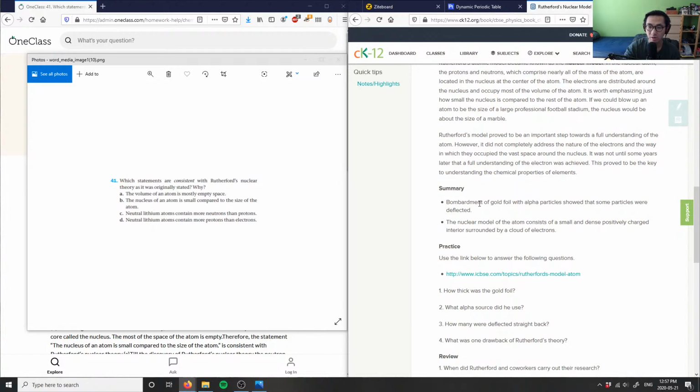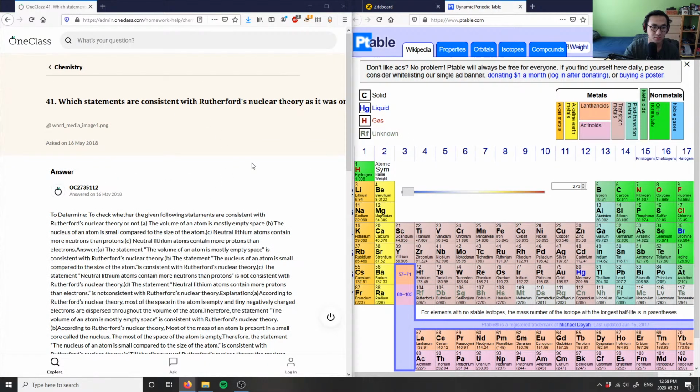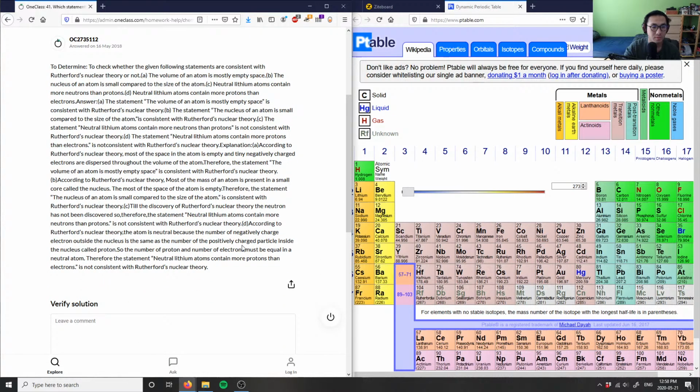And as you can see, the summary here is good, right? It says bombardment of gold foil with alpha particles showed that some particles were deflected. So it means the nuclear model of the atom consists mostly of a small, dense, positively charged interior surrounded by a cloud of electrons. So therefore, what we can say about the statement here is that A is true, right? The volume of an atom is mostly empty space because most of the alpha particles are going through the gold foil here. So A will be our correct solution in this case.